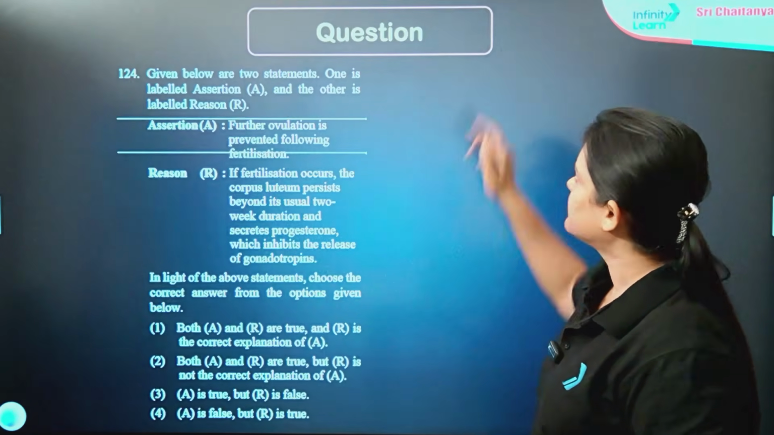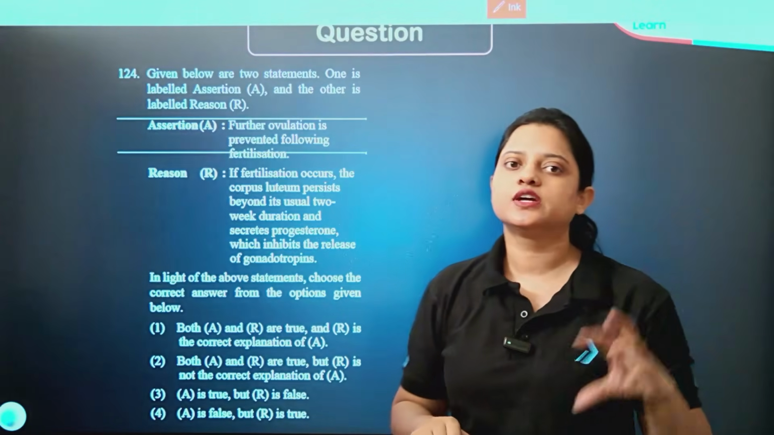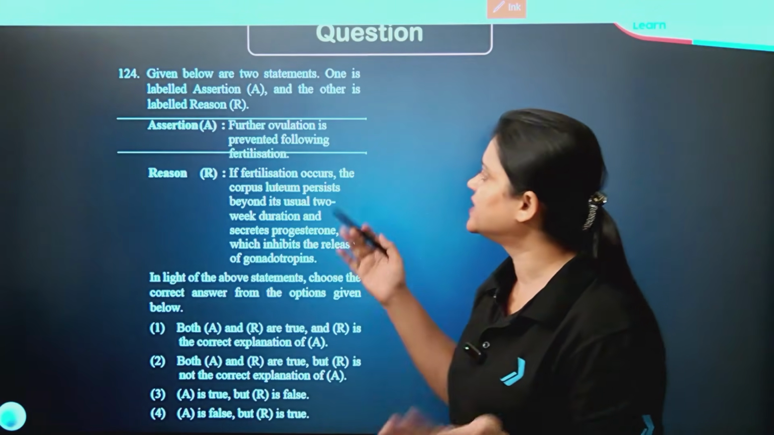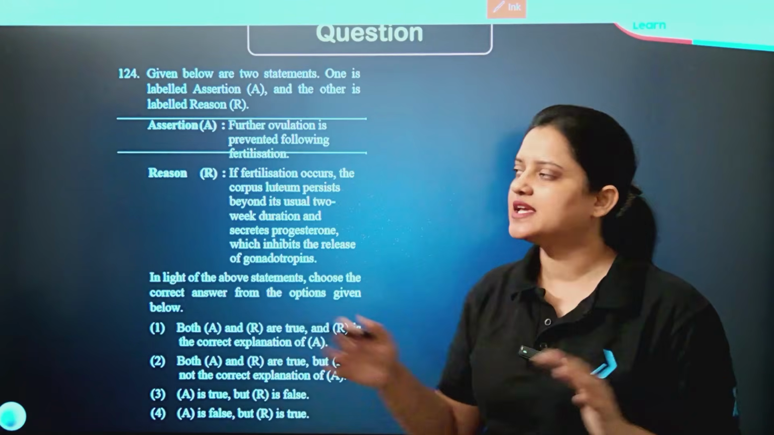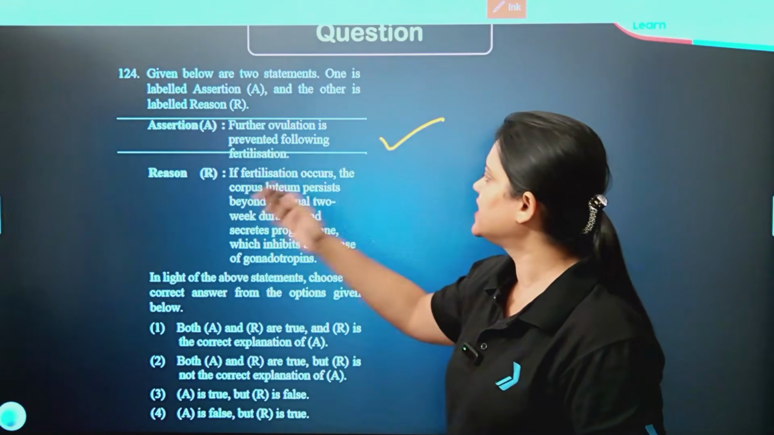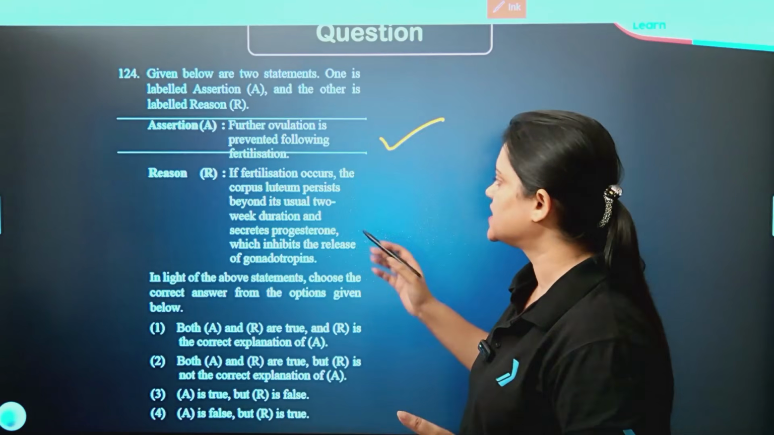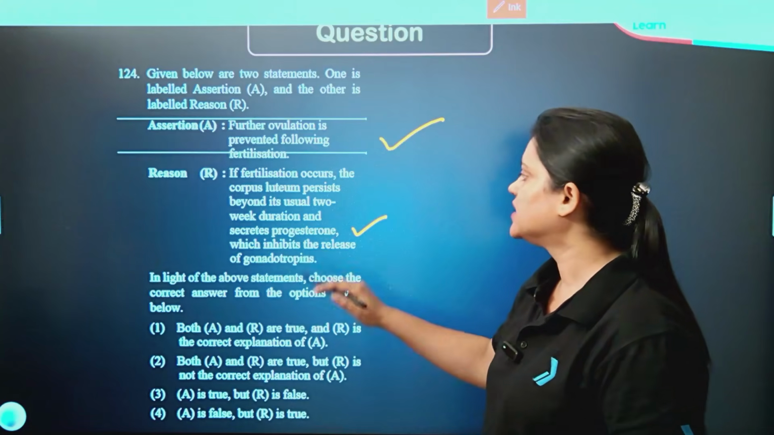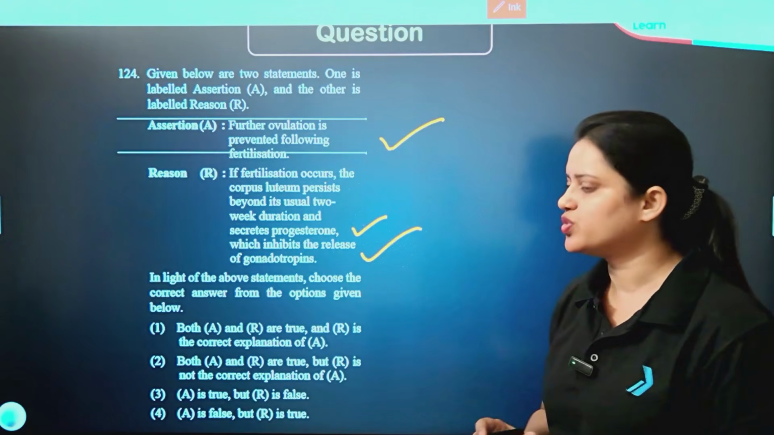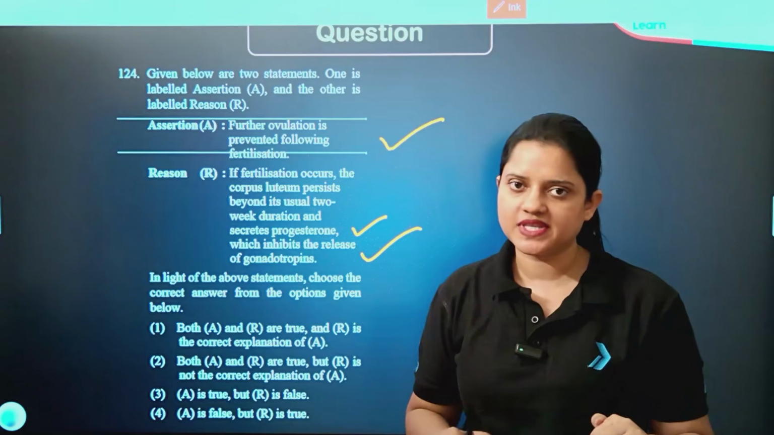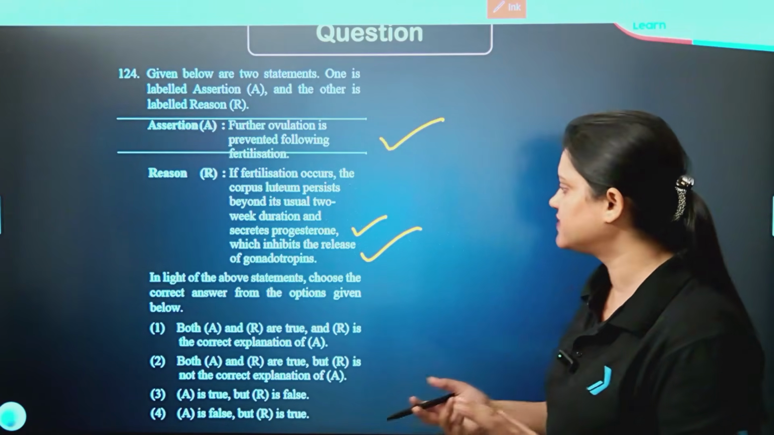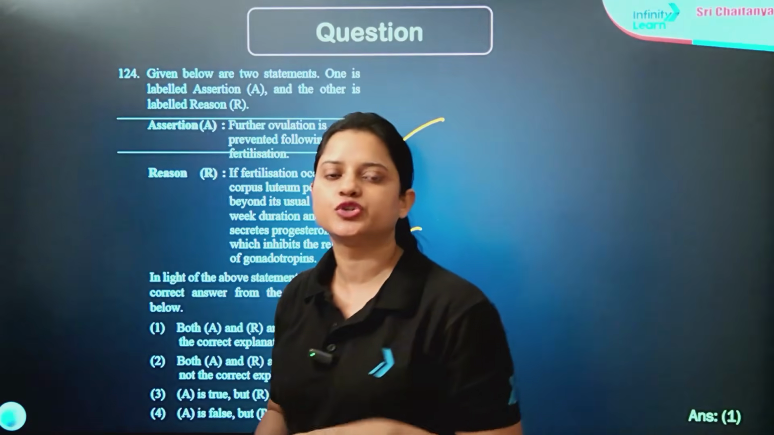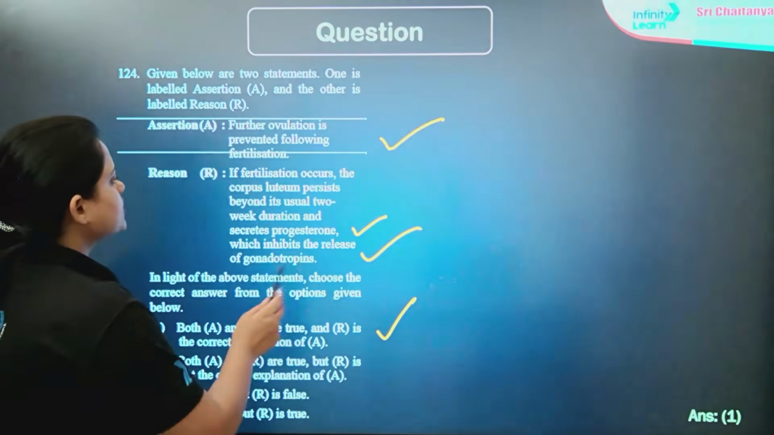Next question. We have another assertion and reason question. Further ovulation is prevented following fertilization. Yes, after fertilization, further ovulation will be prevented. If fertilization occurs, the corpus luteum persists beyond its usual 2-week duration and secretes progesterone, which inhibits the release of gonadotropins. That is also true. Progesterone inhibits the gonadotropins, FSH, and there will not be any further ovulation. So both are true, and it is even the correct explanation of the assertion. The correct answer here should be 1. Let's move on to our next question.